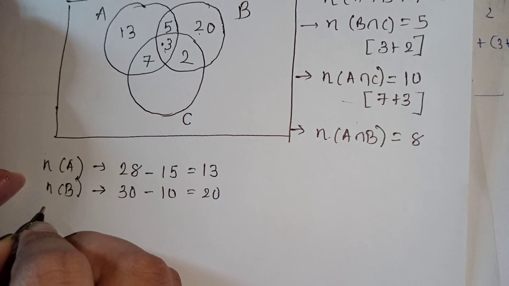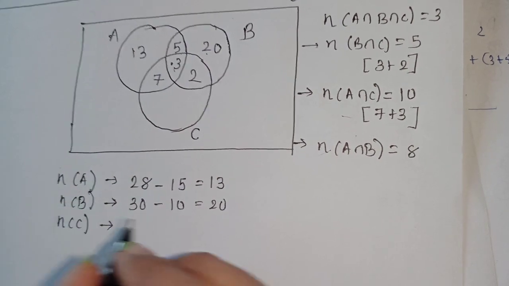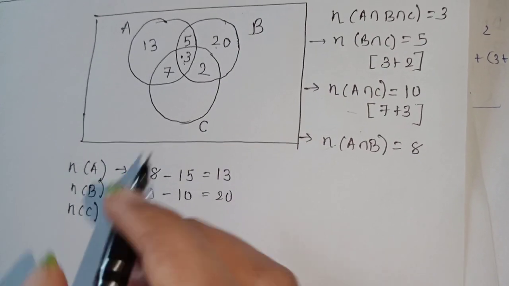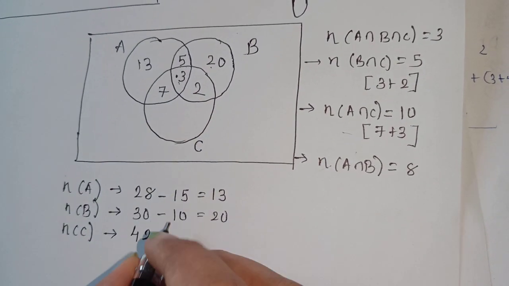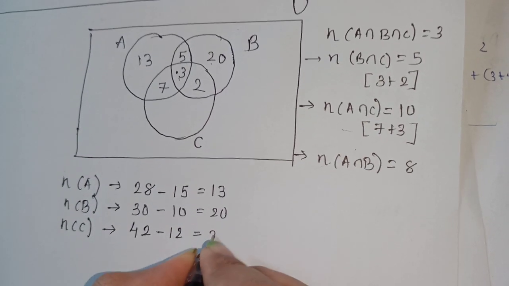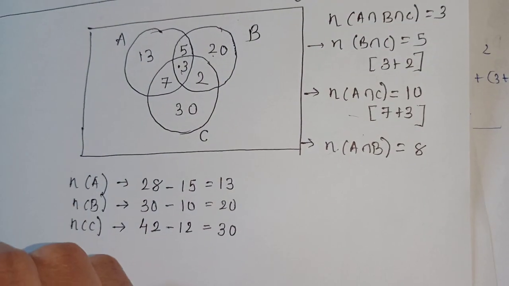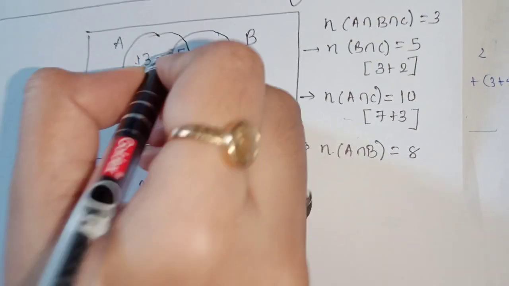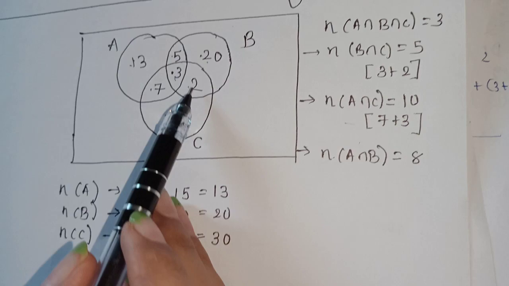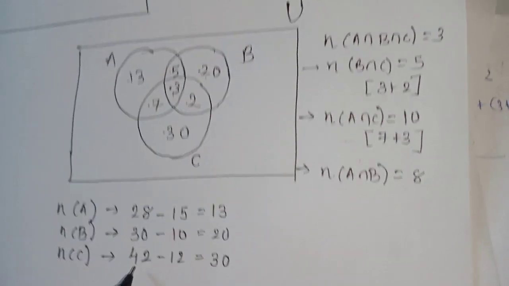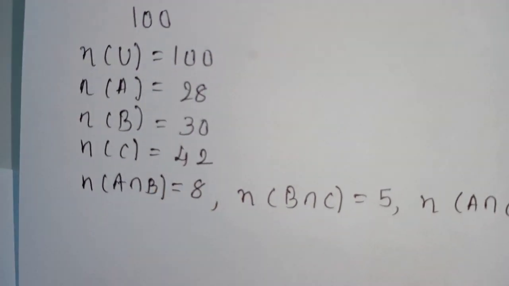Okay, next I will write number of C. How many elements are there in number of C? It is given that 42. Now 7 plus 3 plus 2, that is nothing but 12. So you will get 30. So I will write 30 over here. Okay, so now add this: 7 plus 3 plus 2 plus 30, you will get total as 42. The number we have been given, number of C is 42 over here.